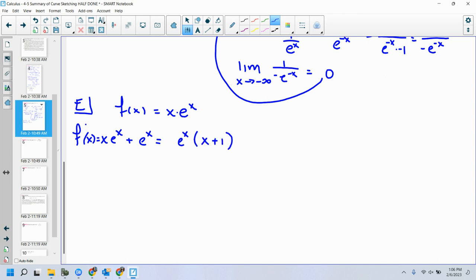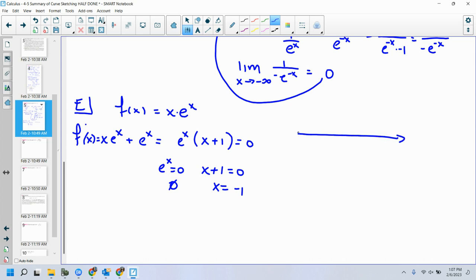And the reason I factor that out is because I need to find where that equals 0 for my critical values. Now, does this ever not exist? No, the domain is all real numbers, right? So I don't have to worry about where it does not exist. I just got to set it equal to 0. So e to the x equals 0, x plus 1 equals 0. Does that have any solutions? No, we looked at that at the very beginning. So x equals -1 is the only possible location of a maximum or minimum value.